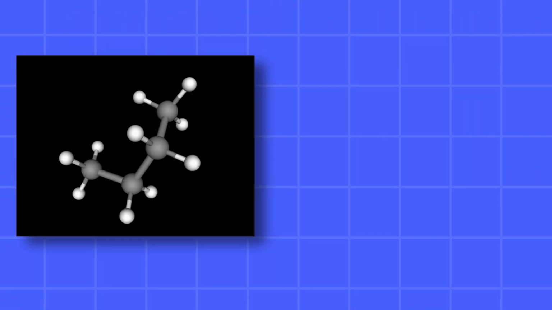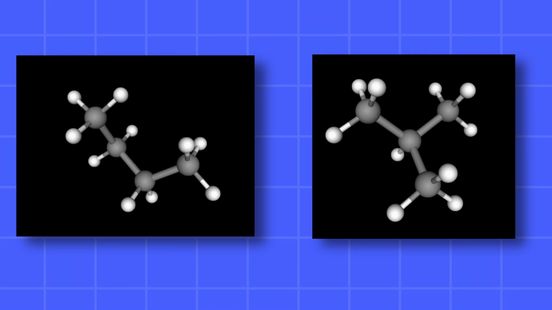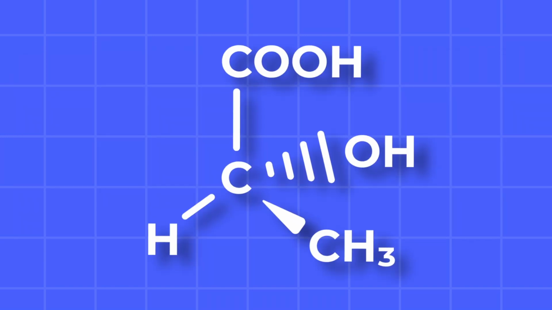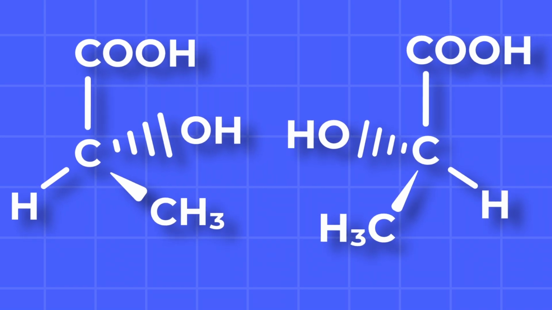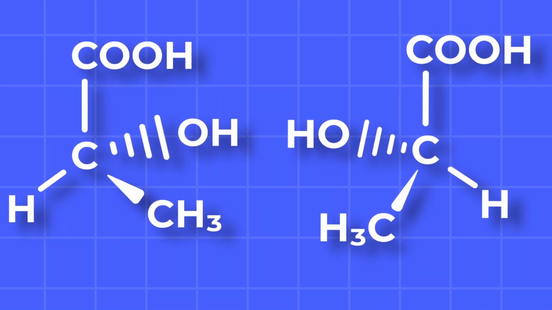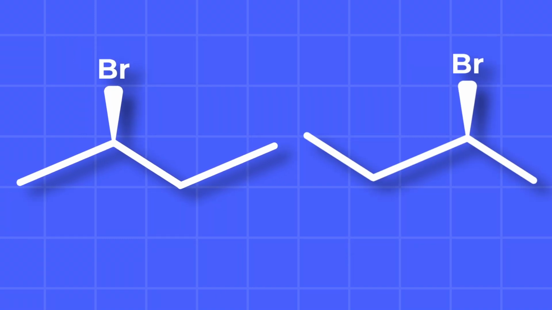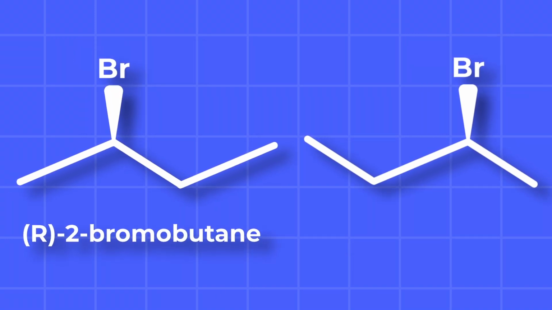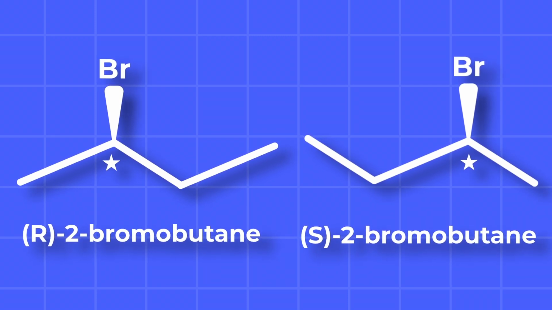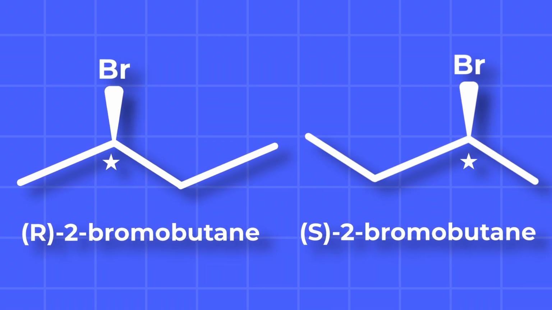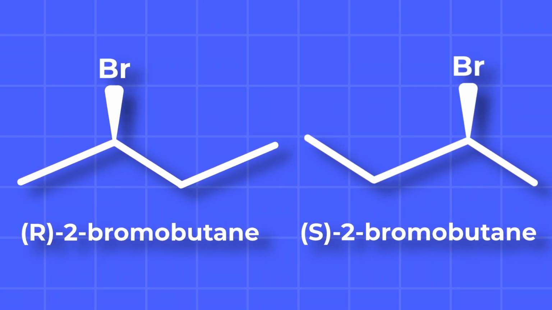Rotating or flipping a model in space doesn't create a new molecule. Changing bonds does. Stereoisomers keep connectivity the same, but change 3D arrangement, like left and right gloves cut from the same pattern. Let's take a look at enantiomers. They are non-superimposable mirror images. They usually arise from a chiral center, a carbon attached to 4 different groups. Invert all chiral centers, and you get the enantiomer.